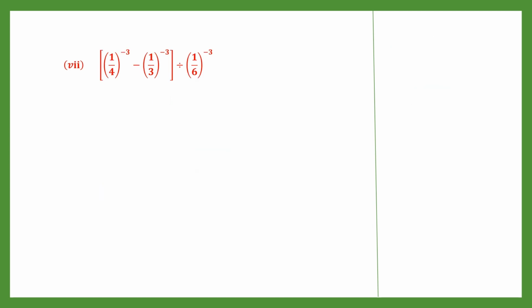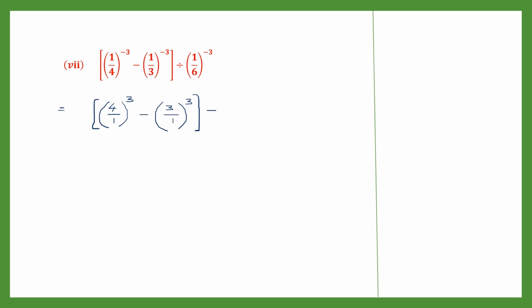Question 7. Here in this question, we have fractions which are raised to negative powers. So when fractions are raised to negative powers, you write the reciprocal by changing the power to positive. So 1 by 4 becomes 4 by 1, and the power is now positive. So instead of minus 3, we write 3. Now here we have 1 by 3 raised to the power of minus 3. When a fraction is raised to a negative power, write the reciprocal. So 1 by 3 becomes 3 by 1, and the power now changes to positive, which is 3.